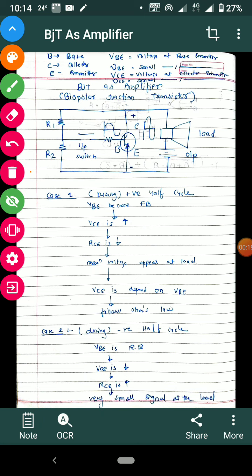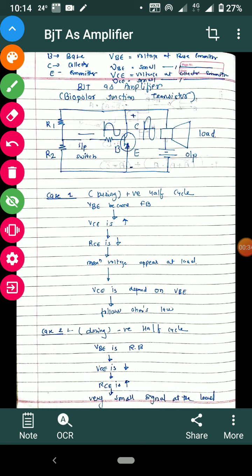In that case, we consider the base, collector, and emitter. This is the base, this is the collector, this is the emitter. You can consider base, collector, emitter. No extra information is required.